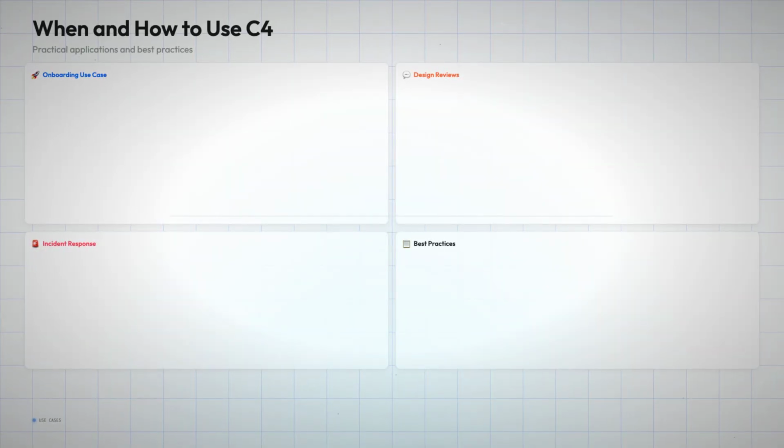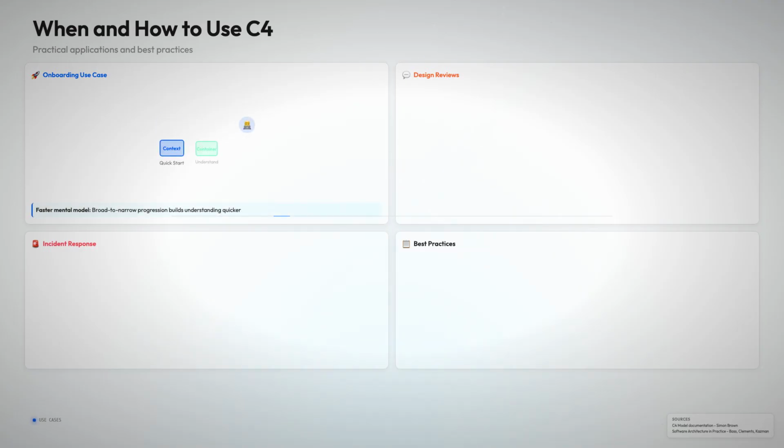Use C4 for medium-sized systems. Think 5 to 50 services with multiple teams. Onboarding pays off fastest. A new engineer starts with the context diagram, zooms into container, then dives into component for their service. This broad to narrow progression builds a mental model quicker than hours of knowledge transfer.